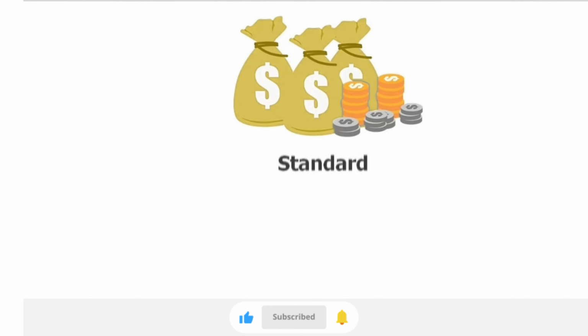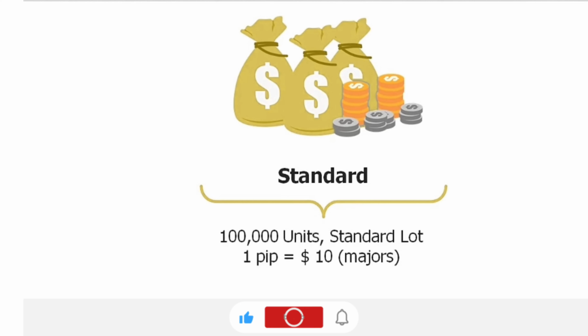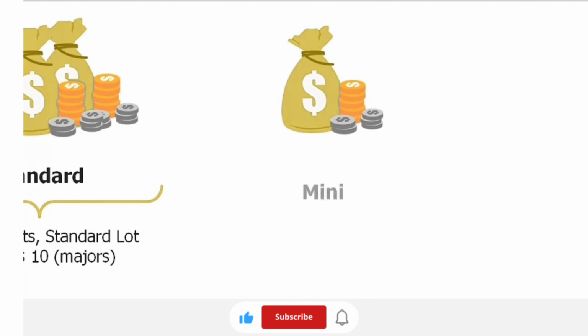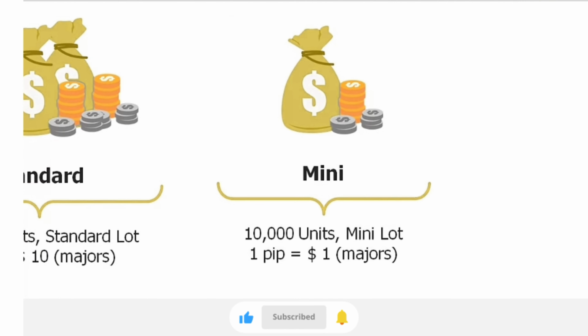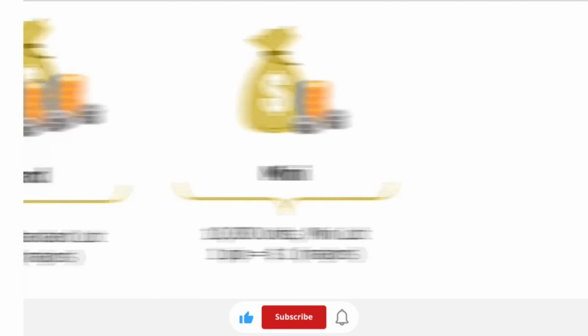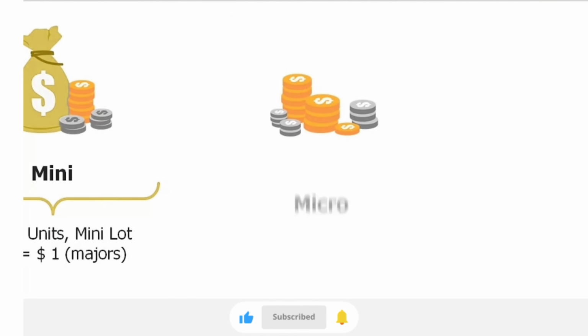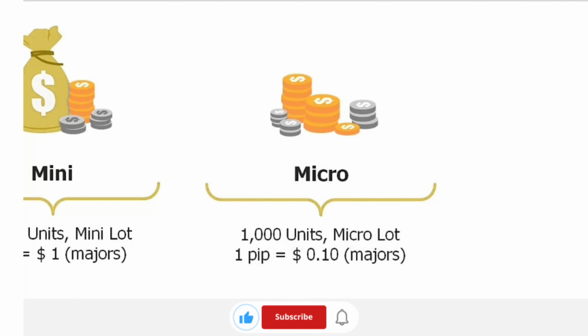There are 3 types of position sizes that you can choose from. A standard lot, equal to 100,000 units of currency, where each pip is worth $10. A mini lot, equal to 10,000 units of currency, where each pip is worth $1. And a micro lot, equal to 1,000 units of currency, where each pip is worth 10 cents.